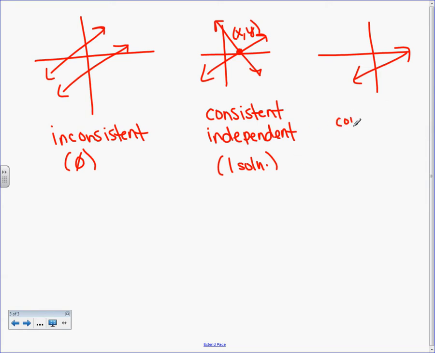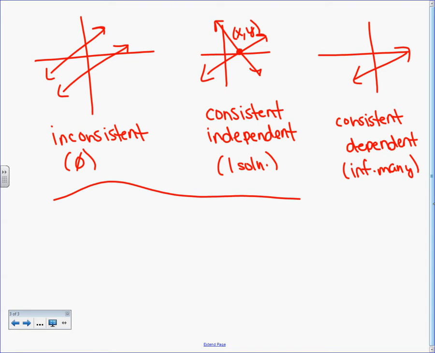So this would be consistent as well. But this one is dependent, which means infinitely many solutions. Okay? This is the same thing, but some of you understand graphs better than words.